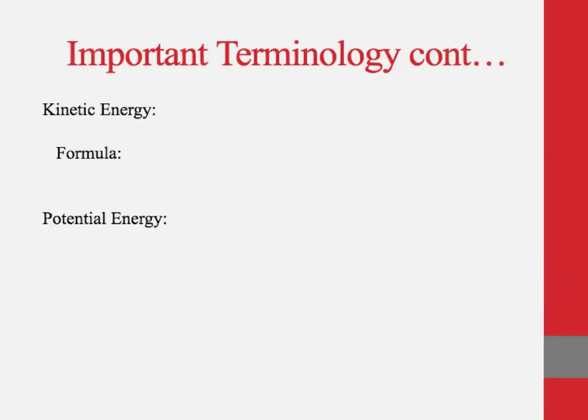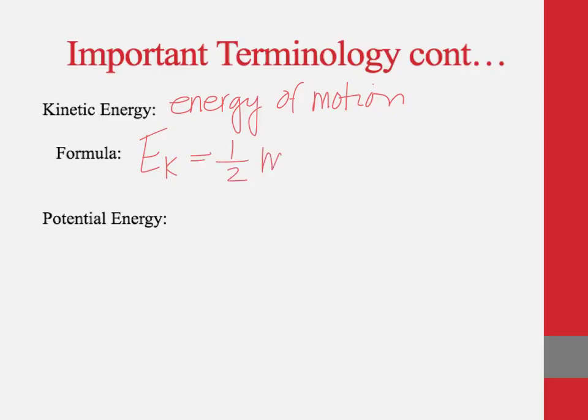Continuing with some important terminology. We have kinetic energy, which recall is the energy of motion. And the formula is KE equals 1/2 mv squared, where m equals mass and v equals velocity.